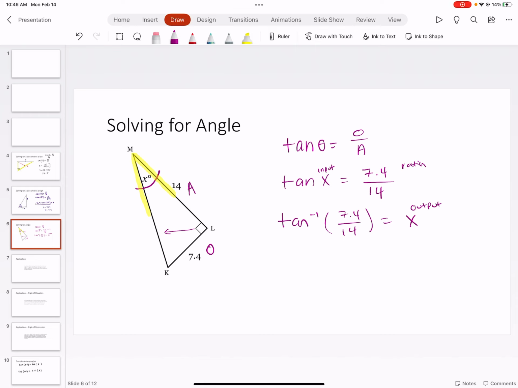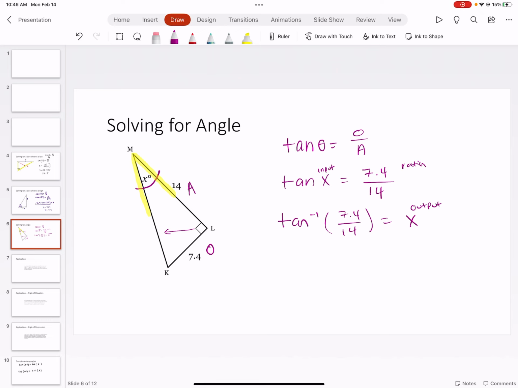So anytime you're solving for an angle, you always have to use the inverse function, and you can do that by using your calculator and doing second sine, second cosine, second tangent, and you'll notice that sine will come up with a little -1 next to it, or cosine with a little -1, or tangent.